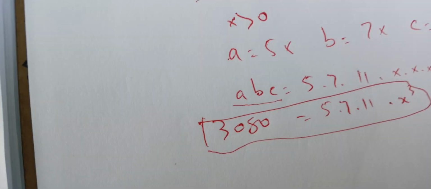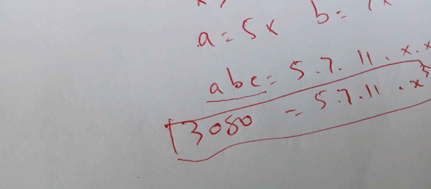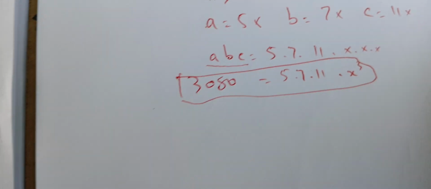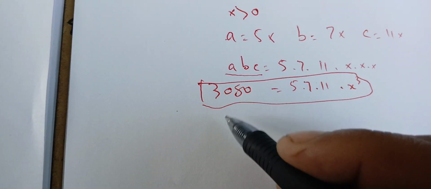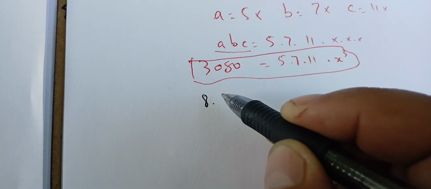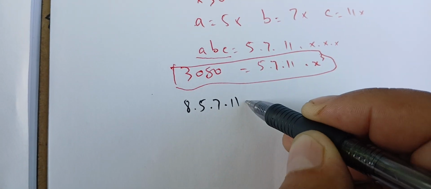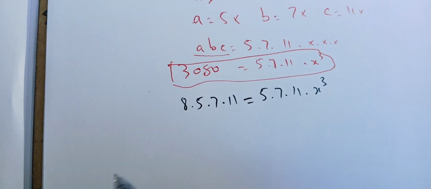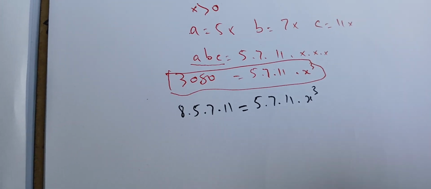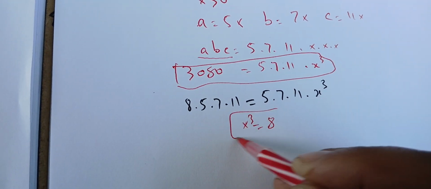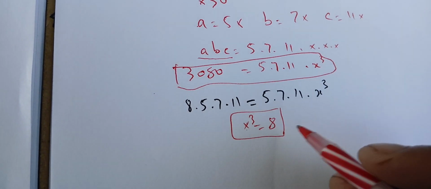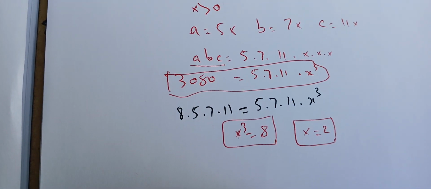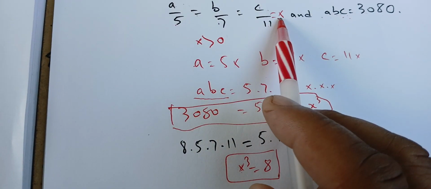So the key idea that we're going to have is that we need to decompose this number. Okay, so the decomposition of this number is going to give us 8 times 5 times 7 times 11, which is equal to 5 times 7 times 11 times x cubed. And we can simplify now to get that x cubed is 8. And since x is positive, the only value that we have for x is 2. Okay? Because that's the only number, because we have x is positive from here.